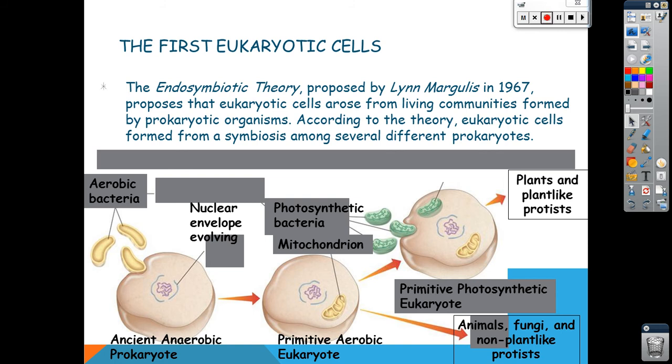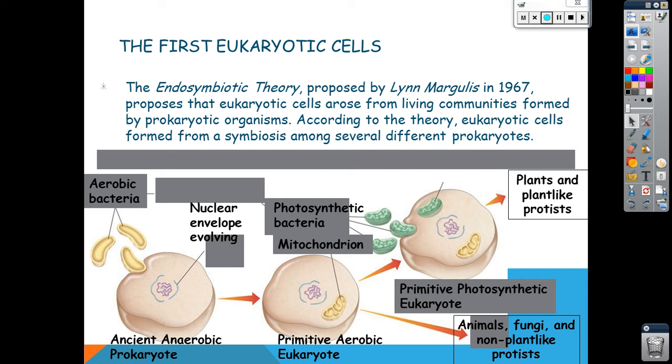In 1967, a scientist by the name of Lynn Margulis developed what we refer to as the endosymbiotic theory. The endosymbiotic theory is probably considered by many to be, to date, the best job possible in answering that question, the question we talked about: if all cells come from pre-existing cells, where did the first cell come from?